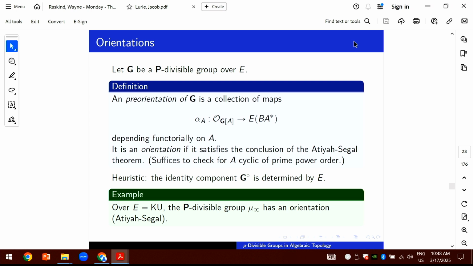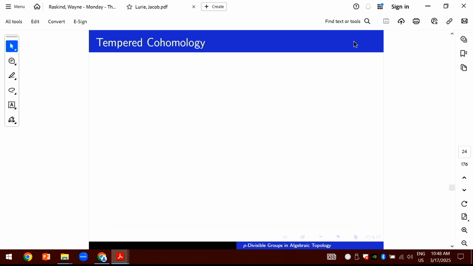OK, so this is a definition which has many formulations. I've given you a formulation that makes it sound like you're demanding some abstract version of the Atiyah-Segal completion theorem. There's another way of saying it, which is like you're demanding some abstract version of the Bott periodicity theorem. But I want to tell you another way that you can think about what this datum buys you. It buys you the ability to do a certain construction, and that's the construction of what I'm going to call tempered cohomology.